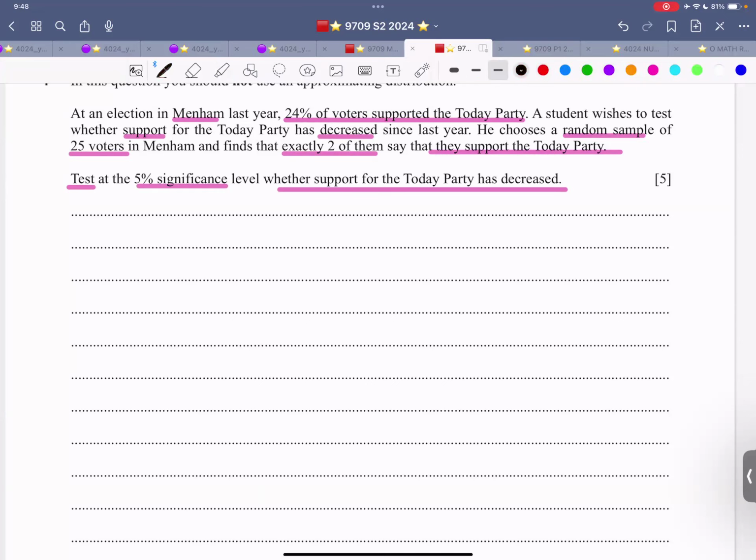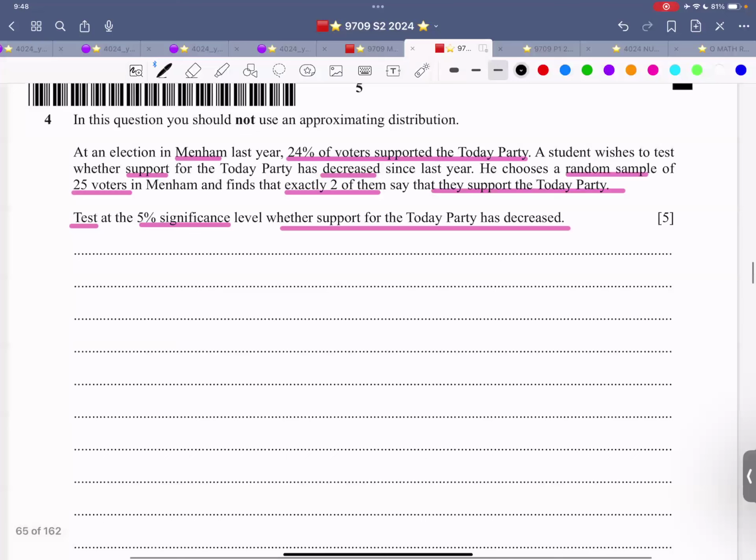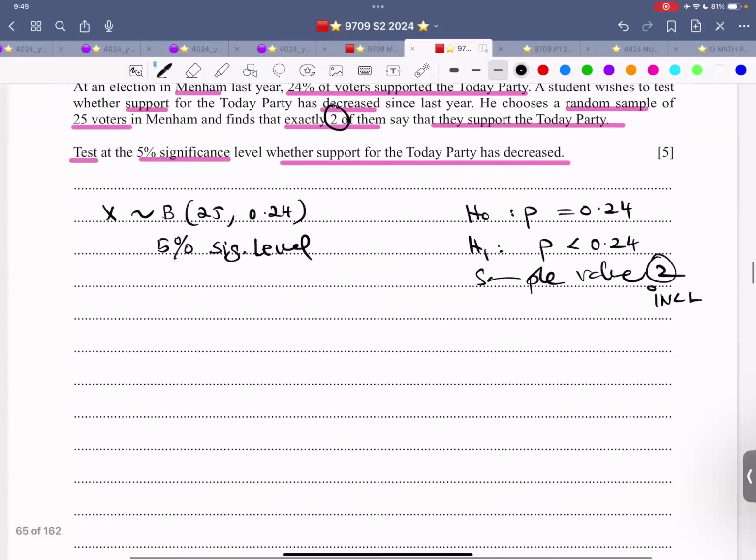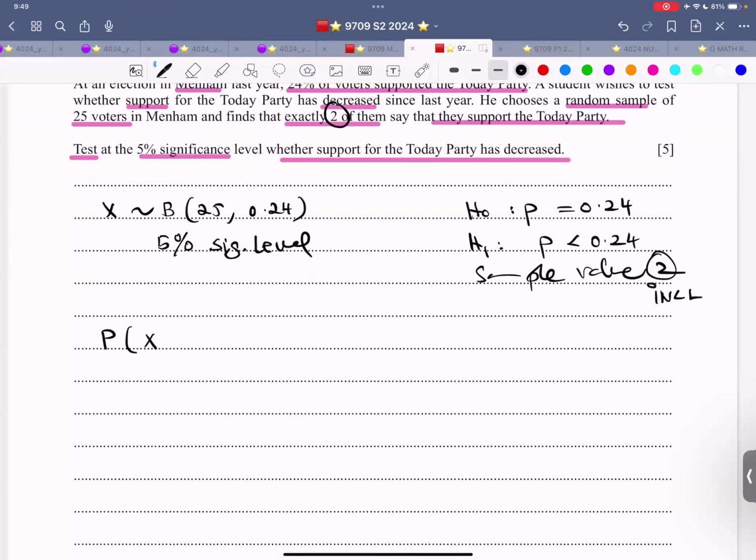Now, what is the question all about? It's about binomial. It says X follows a binomial distribution. A sample of 25 is taken. Probability of success is 0.24. H naught P is equals to 0.24. H1 decrease P is less than 0.24. And the sample value that we found, that is exactly 2. This is inclusive. And what else is there? We have this thing that is the 5% significance level. Now, we'll calculate the probability in the lower tail direction.